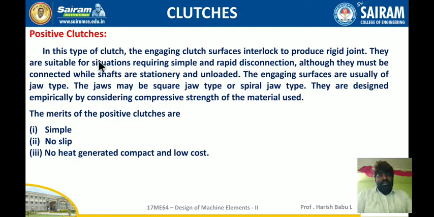So the positive clutch is a type of clutch where the engaging clutch surfaces interlock to produce a rigid joint. So they are suitable for situations requiring a simple and rapid disconnection. The engagement surfaces are usually jaw type. The jaws may be of square type or spiral type. So the compressive strength of the material has to be considered for the design.